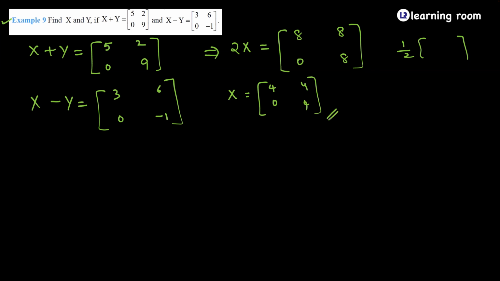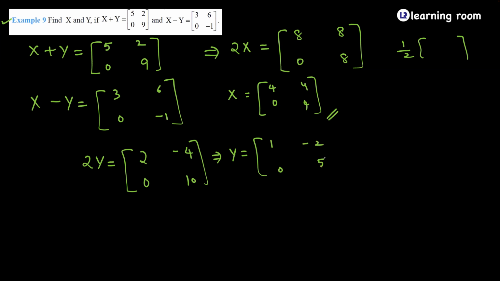Is it clear? Now, when you subtract these two, you will get 2y is equal to, subtract them, 5 minus 3 is 2, 2 minus 6 is minus 4, 0 minus 0 is 0, 9 minus of minus 1 is 10, which implies y is equal to, so it will be half of this value, no? So it is 1, minus 2, 0, and 5. So this is going to be the value of y. Clear?